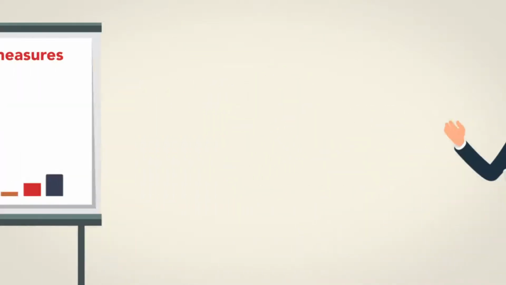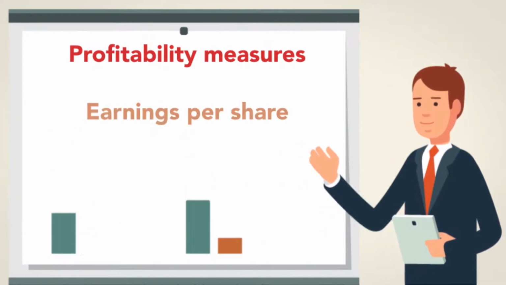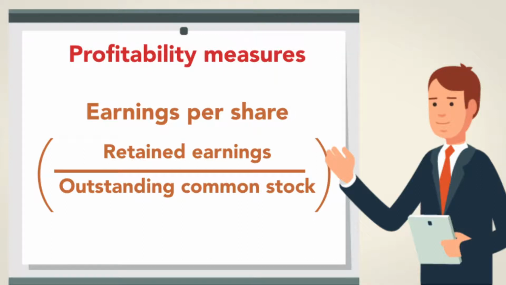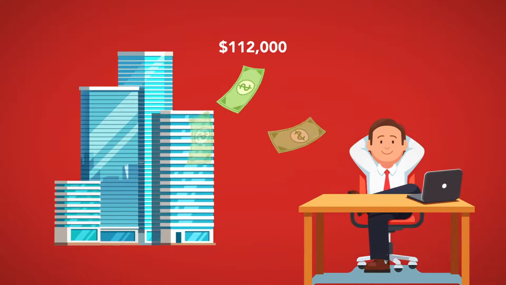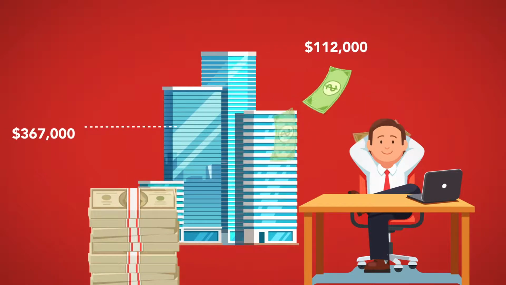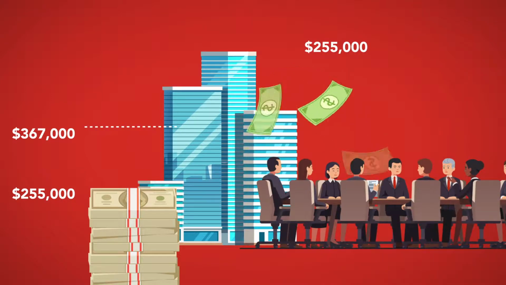Profitability measures can also indicate how well the firm is generating a profit for its investors. One significant indicator is called earnings per share, which is retained earnings divided by the number of shares of outstanding common stock. For example, Acme Corporation pays a preferred dividend of $112,000 from its earnings of $367,000, leaving $255,000 to be apportioned among its common stockholders.